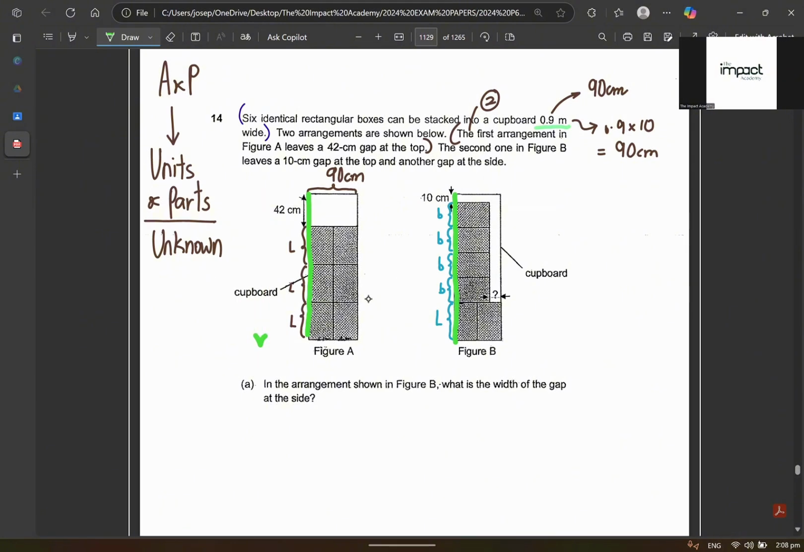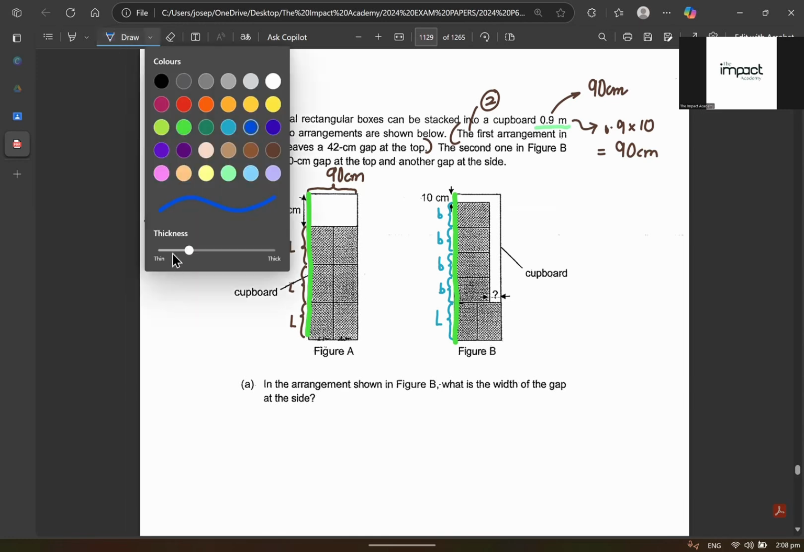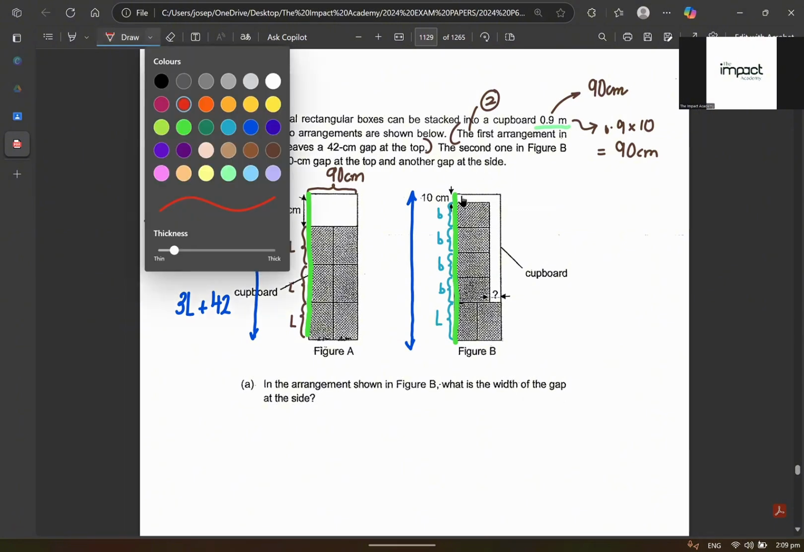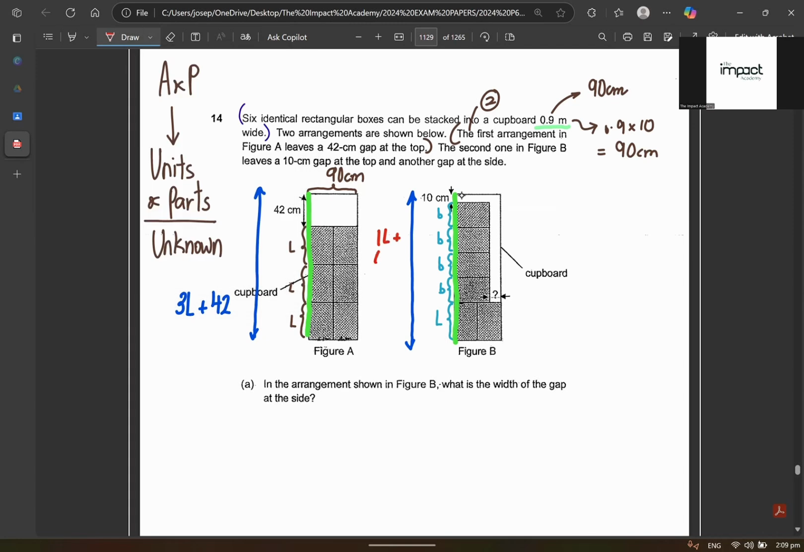But I like to write it out first. So at least from here itself, what I can do is to note it down. This part over here is basically 3 length plus 42. And this part over here is not 3 length, but it's 1 length plus 4b plus 10. So we are going to write it down as well: 1 length plus 4b plus 10.